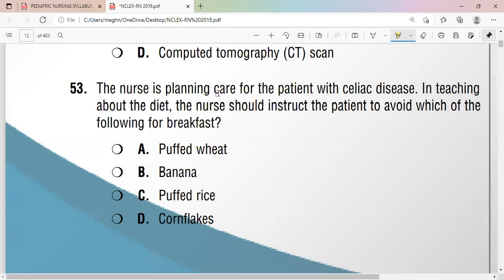The nurse is planning care for a patient with celiac disease. In teaching about the diet, the nurse should instruct the patient to avoid which of the following for breakfast. Avoid. So one is puffed wheat, banana, puffed rice, or cornflakes. So the correct answer to avoid, right? Definitely a wheat product.